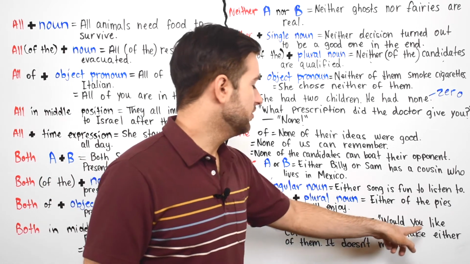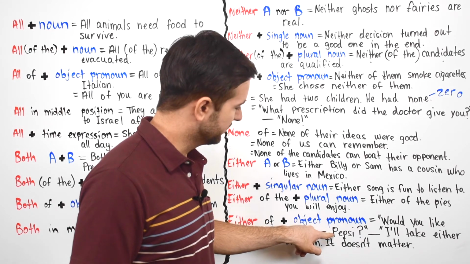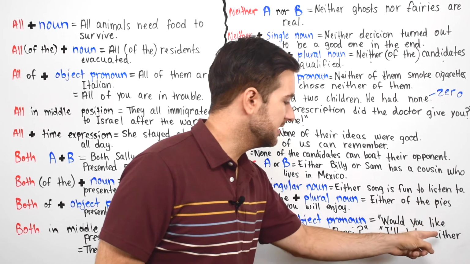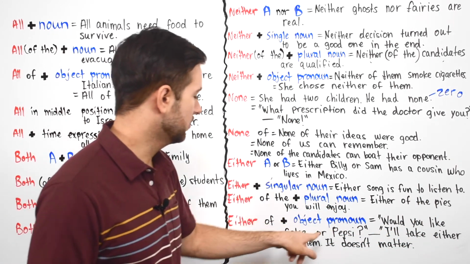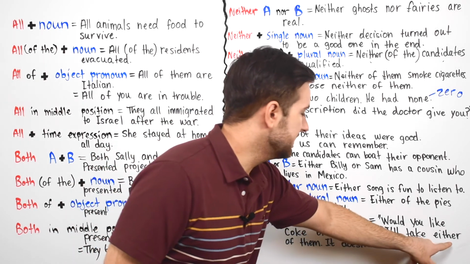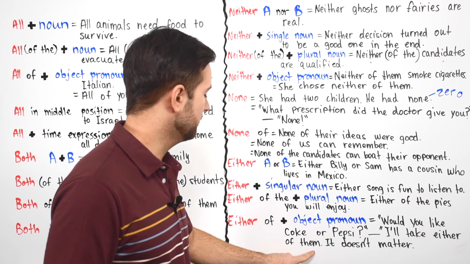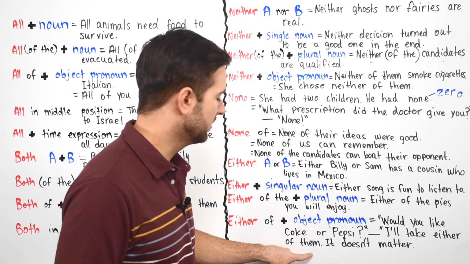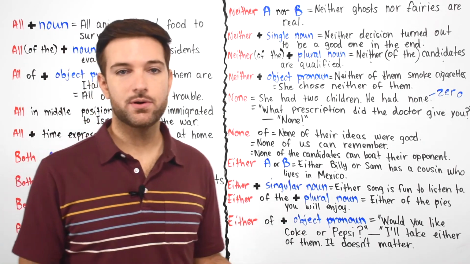Would you like Coke or Pepsi? Option number 1, option number 2. I'll take either, because we have 2 options, either A or B. Coke or Pepsi. I'll take either of them. Object pronoun. Either of them. It doesn't matter. I'll take one or the other. I like them both. It doesn't matter.